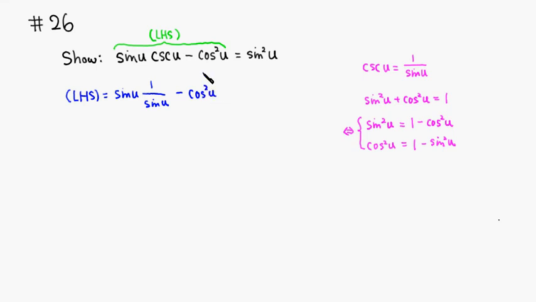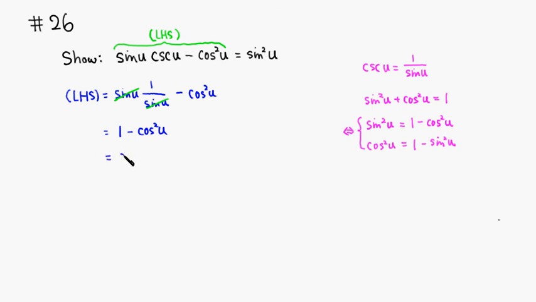Then you can see that you have a sine of u on top and a sine of u on the bottom that cancel out, because sine of u divided by sine of u is 1. So you end up getting 1 minus cosine squared of u. Then you can see that 1 minus cosine squared of u is exactly the same thing as sine squared of u.